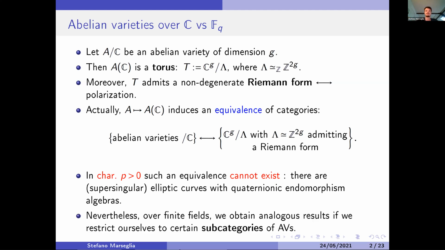Nevertheless, over finite fields, we can get some results analogous to the one over the complex numbers that you see here on the slide when we restrict ourselves to some subcategory of the category of Abelian varieties.